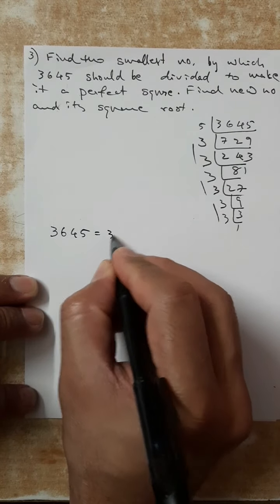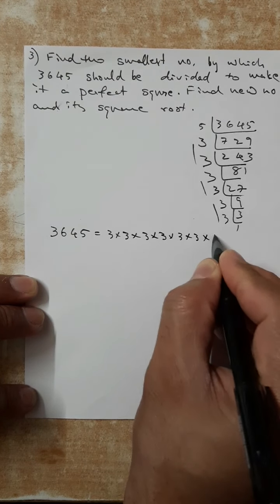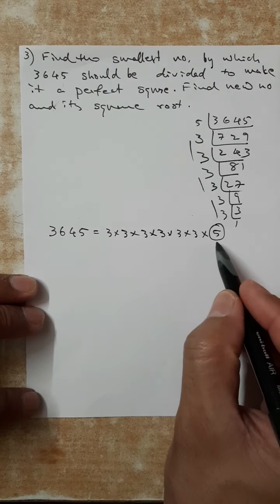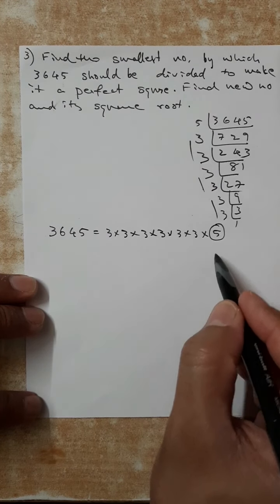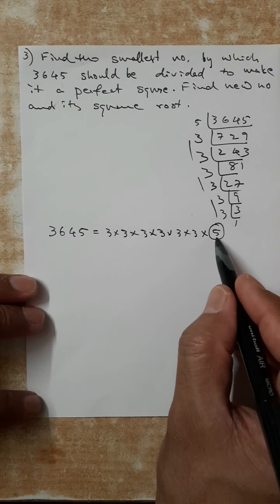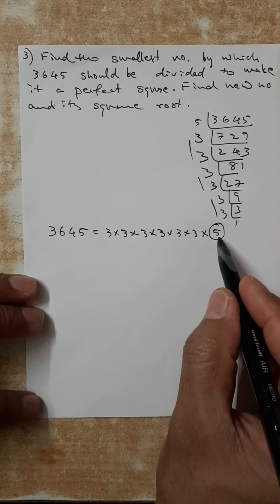3645 is the same as 3 into 3 into 3 into 3 into 3 into 3 into 5, so 5 is extra. This number is not a perfect square because of this 5. If we are multiplying, we will give one more 5. But if we are dividing, we will remove that 5, because I have one extra 5. I have two options, either give one more 5, or remove it.